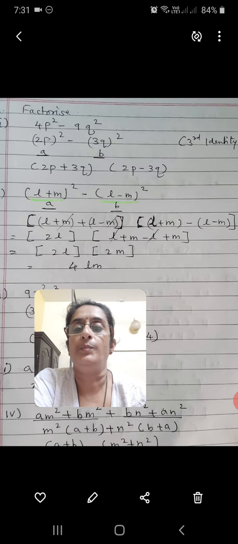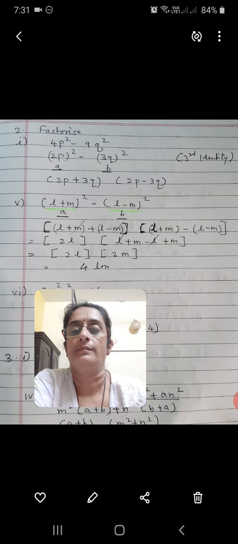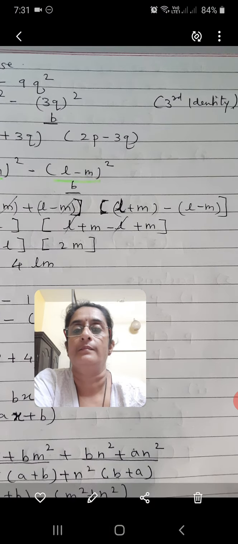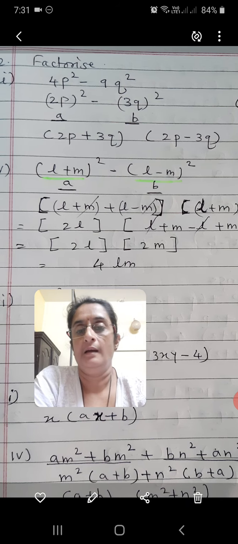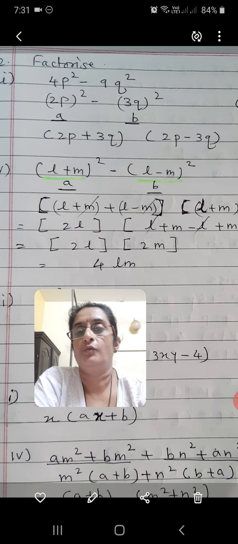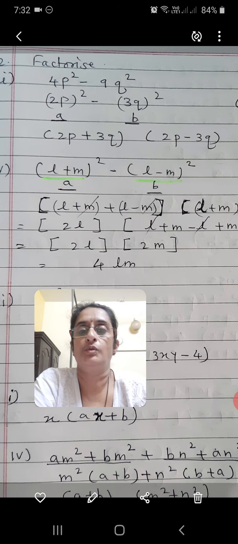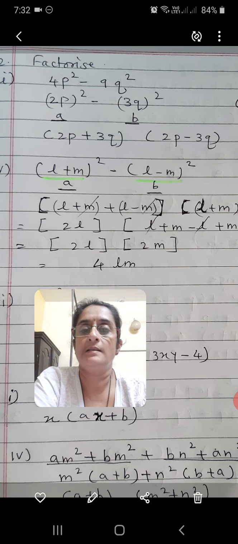Factorize 4p square minus 9q square. Now here there are no 3 terms, only 2 terms are given. So what we are going to do is take the root of each one. 4 root is 2, p square root is p, so 2p square it is. And then the second term is 9q square. 9's root is 3 and q square root is q. So what it gives us is 2p square minus 3q square.